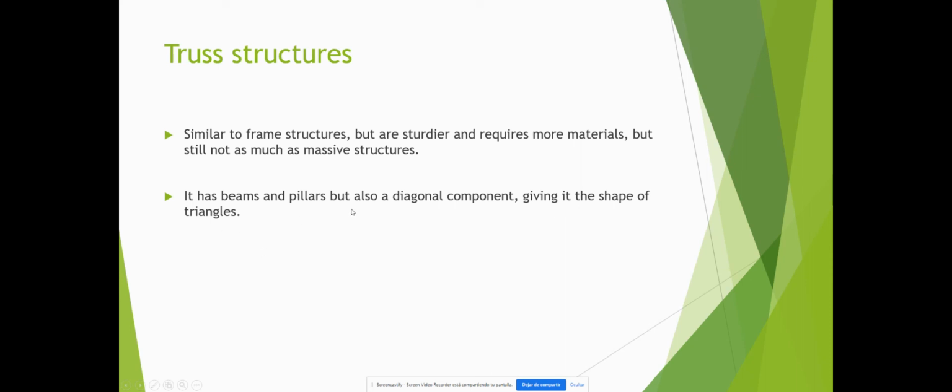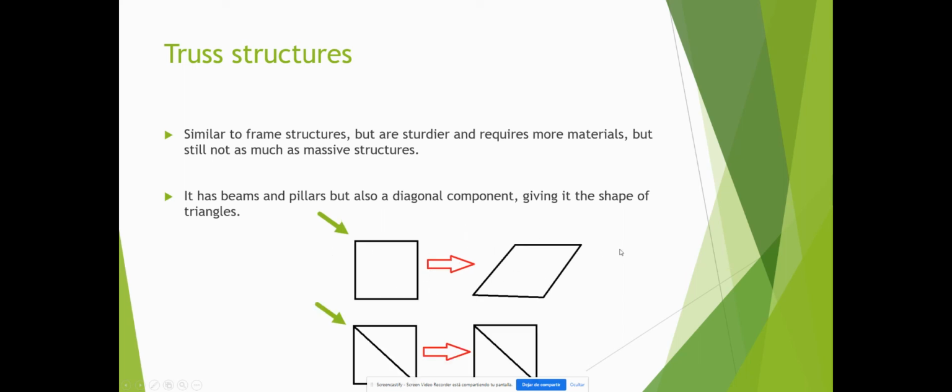Let's see an example. If we have a frame structure like this, you see the pillars and the beam, and we apply a force on one corner, it could deform like this. But if we add the diagonal component, it will be like this. If you try to apply a force here, it will be much more difficult to deform our structure.